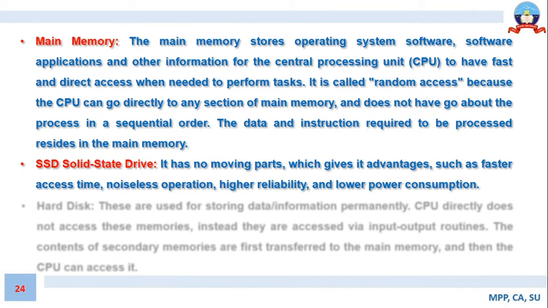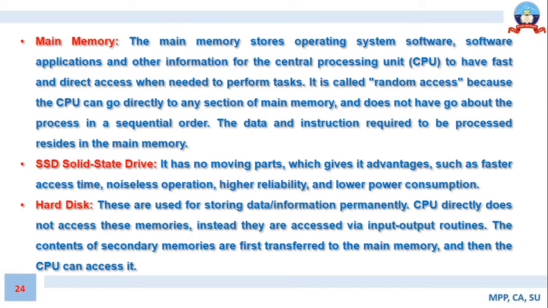Now the next technology that we have is called the hard disk. These are used for storing data and information permanently. The CPU does not access this memory directly; instead it accesses it via input-output routines through the main memory. So this is to be understood. The hard disk is used to store data and information permanently, but the CPU cannot have direct access to the hard drive. Instead, the access happens through the main memory. The contents of the secondary memory are first transferred to the main memory, and then the CPU can access them.